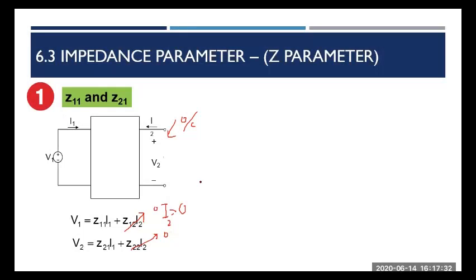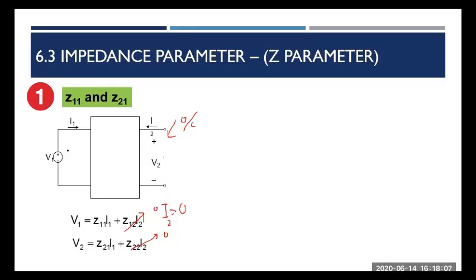By setting open circuit, definitely you have no current flowing into the terminal. But remember that an open circuit gains a voltage at the output. The output has a voltage, but it has no current. So you have V2, but you don't have I2. This is how you set I2 equals to 0, by applying an open circuit at the output port.